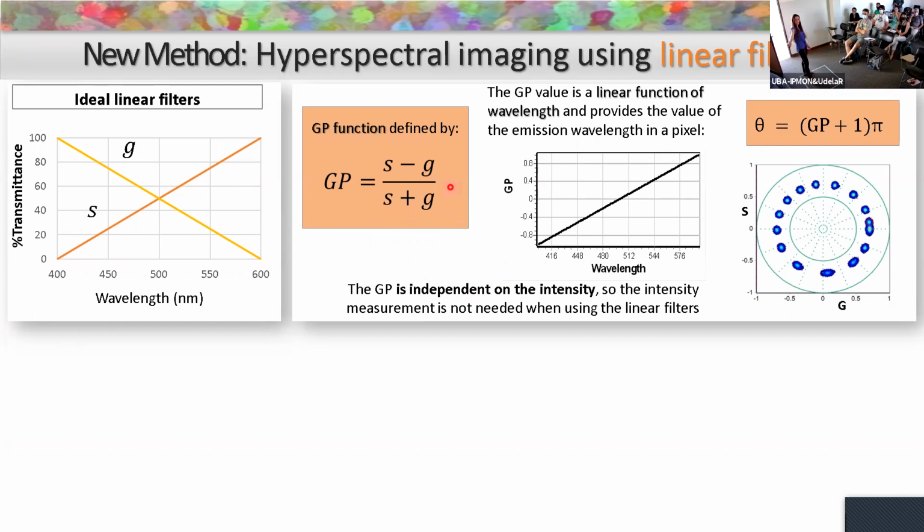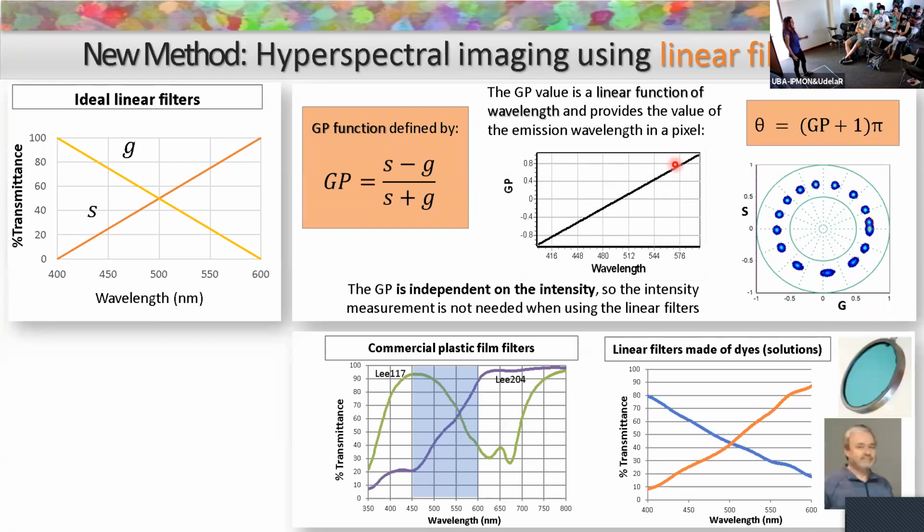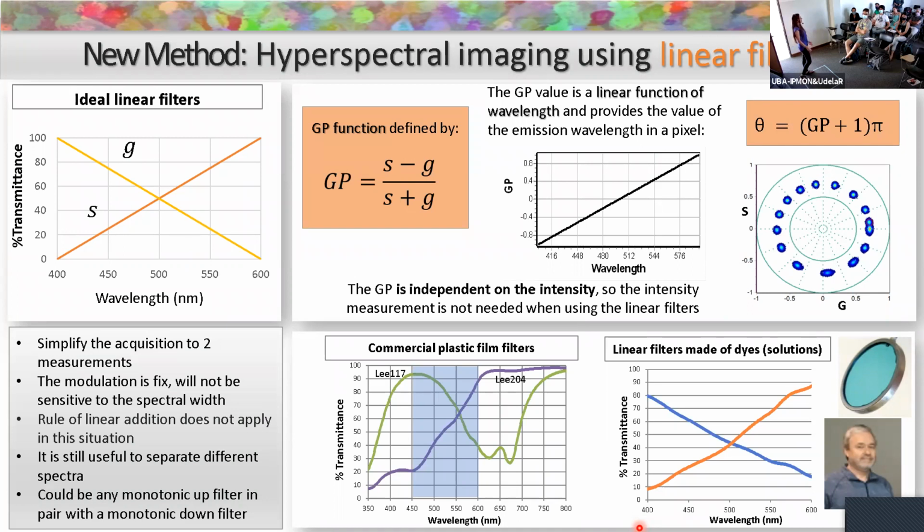And this GP function is proportional to the wavelength, and with this we can calculate the angular and spectral phasor position. I'm not going to show results of this part because of time constraints, but we used commercial plastic filters that we bought on Amazon. And then Sasha also made these linear filters by mixing dyes in plastic. With these filters, we were able to separate different emitting species.